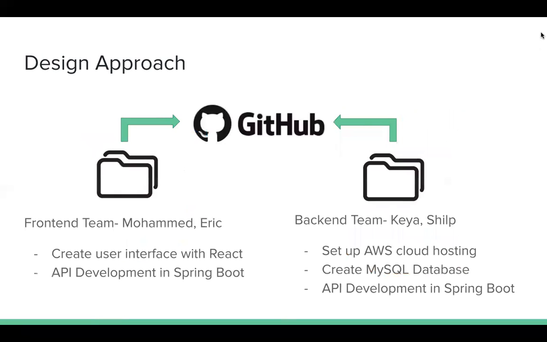To begin our work, we first split up into two teams: our front-end team, consisting of myself and Mohammed, and the back-end team, consisting of Shilp and Kea. For the front-end portion, our responsibilities revolve mostly around working with React, designing and creating the user interface that students would see when they open our application. For the back-end team, their job was to set up the EC2 instance and create the database in MySQL. Additionally, both teams worked on the backend API requests with Spring Boot.